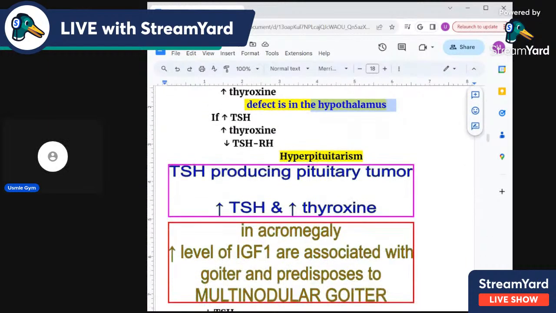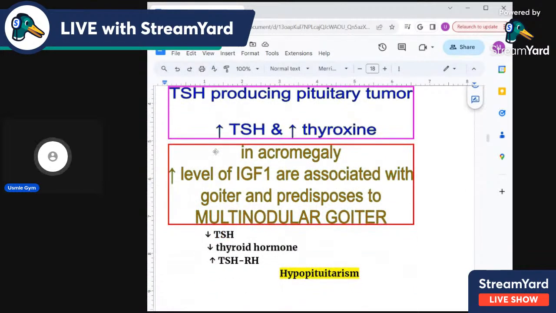Second condition, if TSH increases, it will increase the thyroxine, but thyroxine with negative feedback will lead to decreased TRH. So in this condition, the problem is hyperpituitarism. In hyperpituitarism, a pituitary adenoma producing TSH, there is increased TSH and increased thyroxine. And in that case, this may become a multinodular goiter also. Otherwise, it's homogeneous because of increased production of insulin-like growth factor.